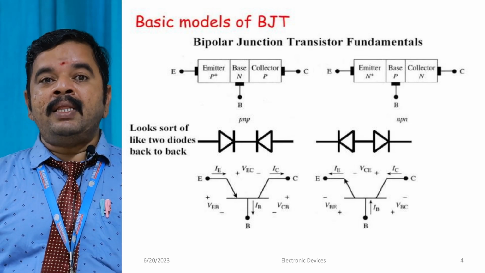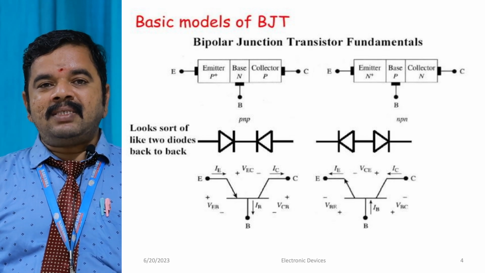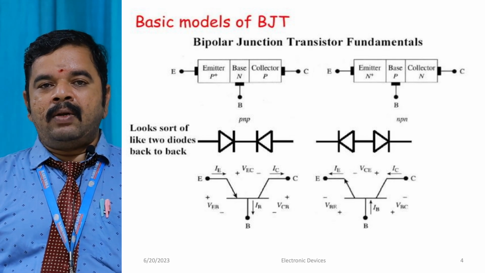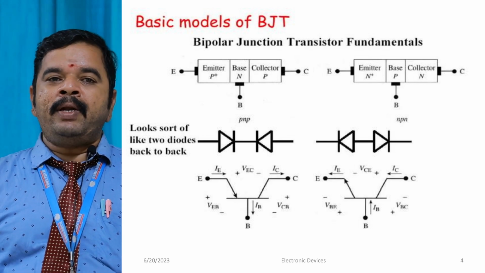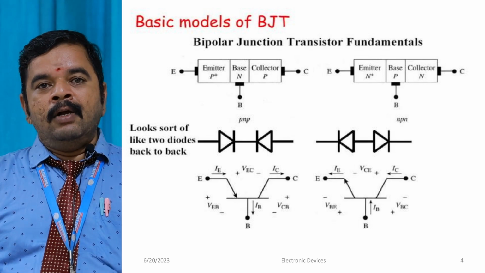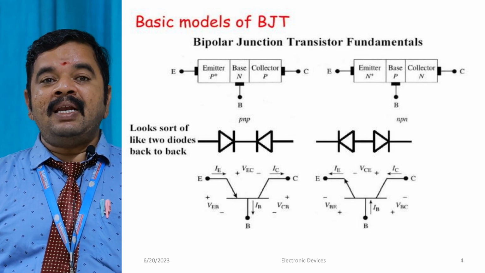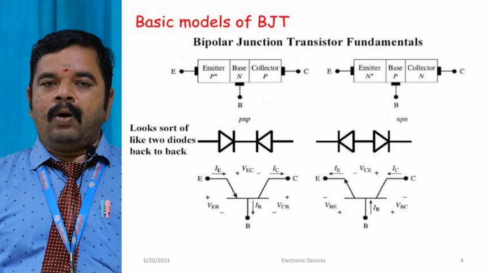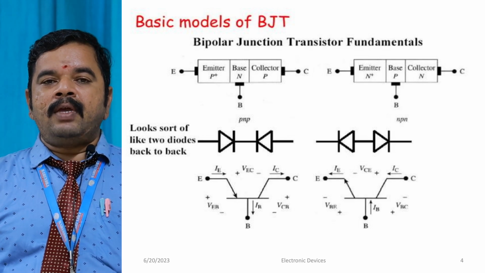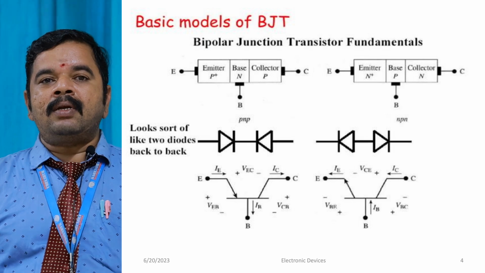The emitter is heavily doped, so it has a larger number of majority carriers. The base is lightly doped, because via the base the flow of carriers takes place from emitter to collector. So the base width is very small, and it occupies less area. The collector is moderately doped, but most of the carriers flow from emitter to collector, so the collector has a larger area.